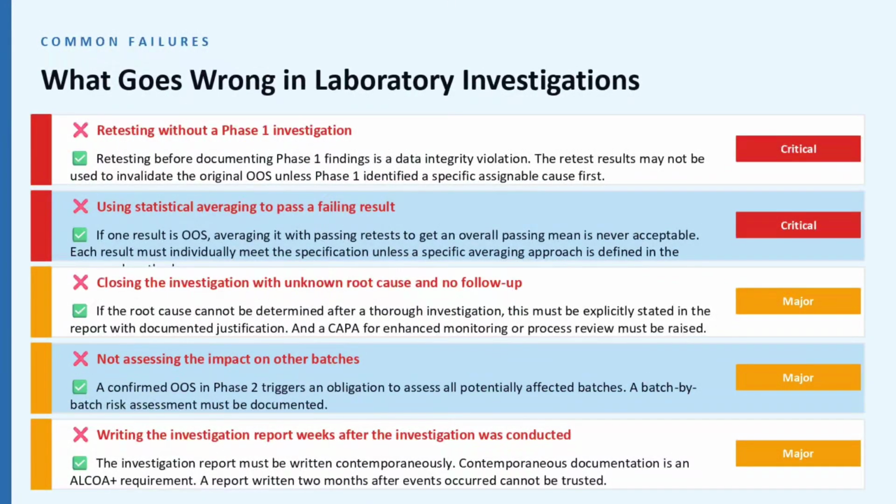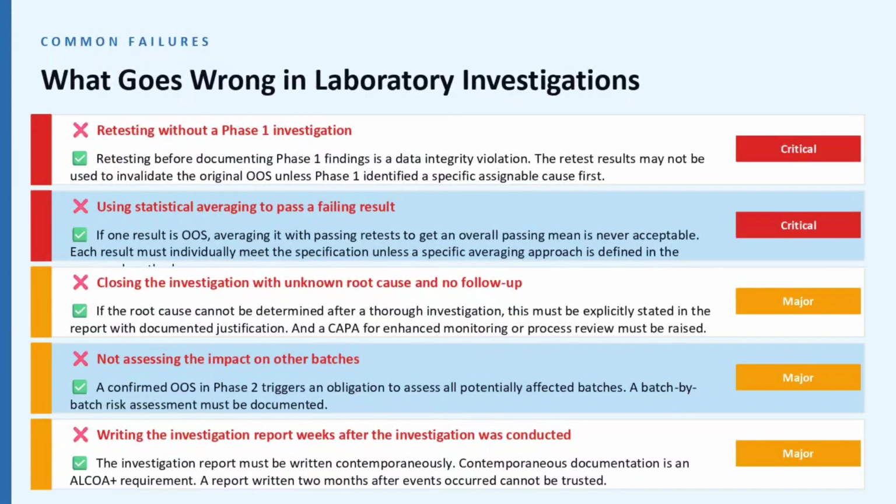The fourth failure is not assessing the impact on other batches. A confirmed OOS in Phase 2 is not isolated to that batch. Every batch made from the same materials, on the same equipment, and by the same process during the same period must be risk assessed. This is a documented regulatory obligation.